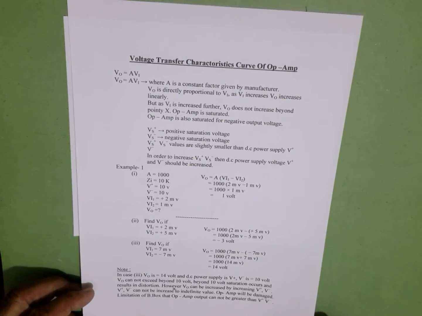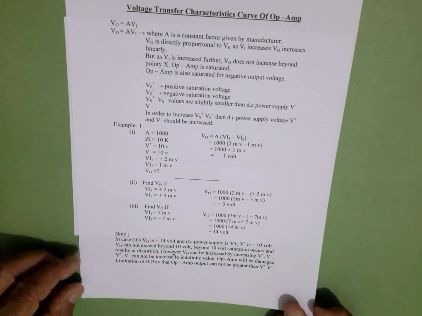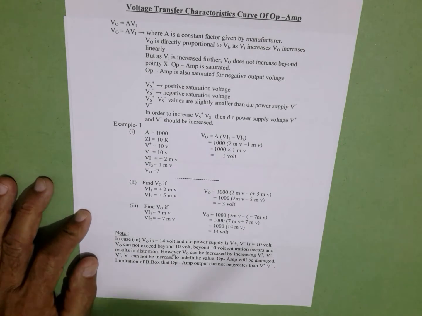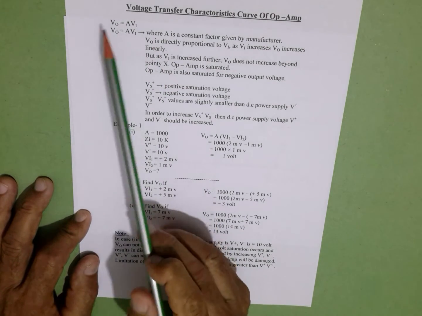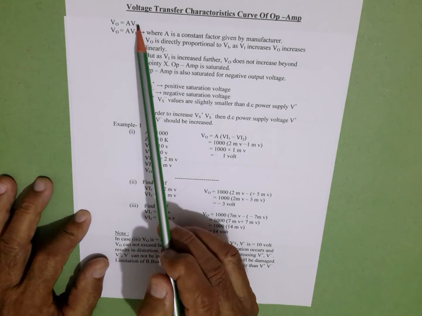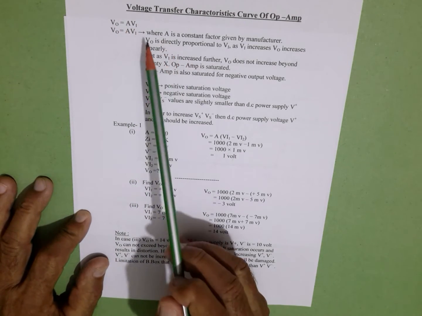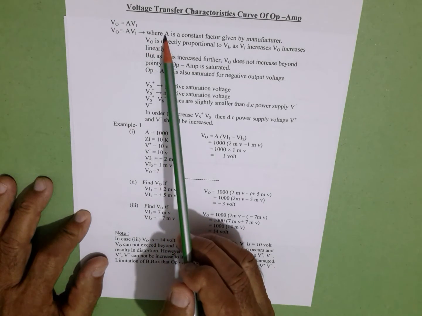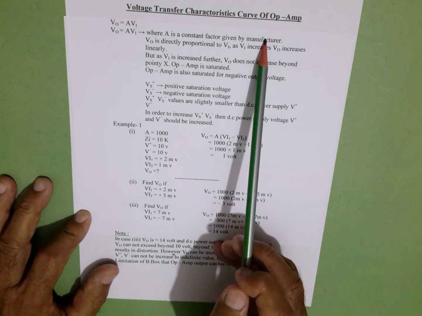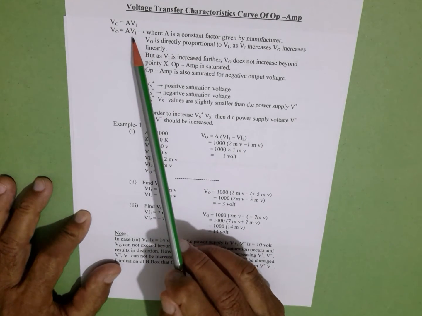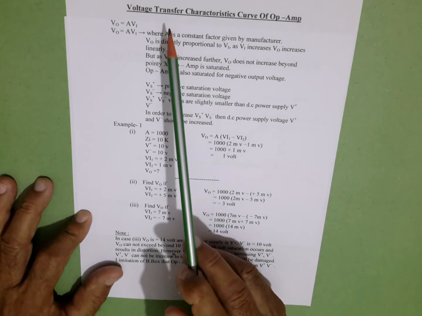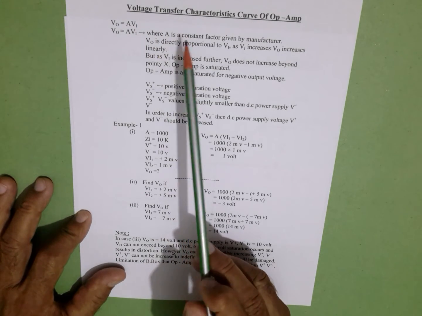Coming to the summary. V output is equal to A times V input, where A is a constant factor given by the manufacturer in the data book. Can be 1000, can be 10,000, can be 1500, can be any value depending on the design of the operational amplifier.